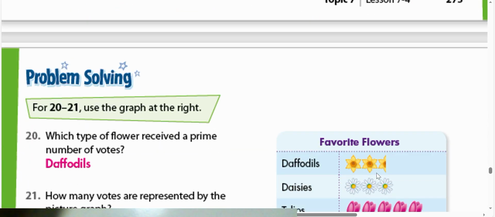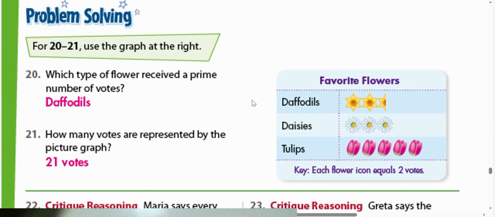Next question. Which type of flower receives the prime number of fruits? We can write the count here, and it gives us the information. The key here: each flower icon equals 2 votes. Like here, 2, 4, 5. 5 here is the prime number, then we must write the type of this flower, daffodils. Okay, here is the type, here it will be prime.